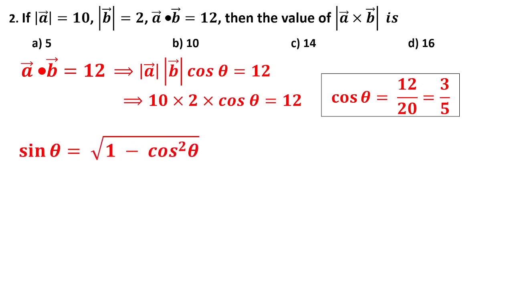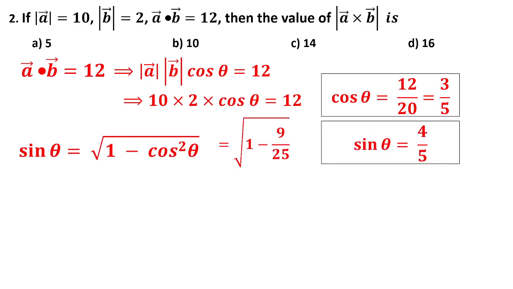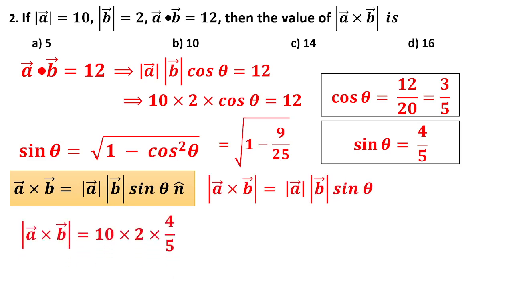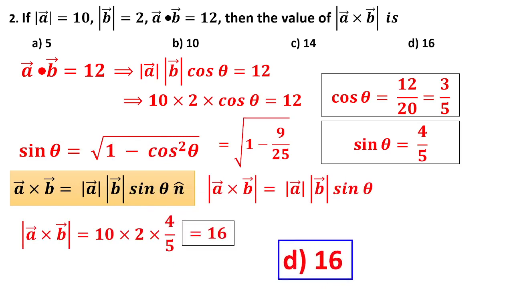Get the value of sin theta. It is the square root of 1 minus 9 by 25. Therefore, 4 by 5. Now, the formula for A cross B is AB sin theta into vector n. When you take its magnitude on both sides, it will become AB sin theta. Now, substitute the sin theta over there. 10 into 2 into 4 by 5. The answer is 16. This is a problem where we are finding the magnitude of A cross B from A dot B.